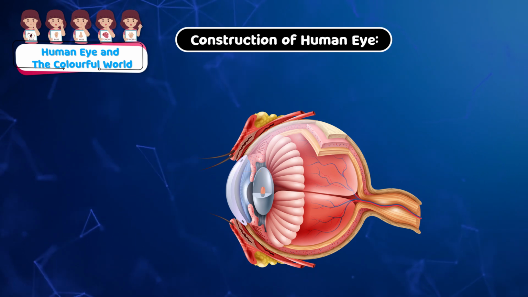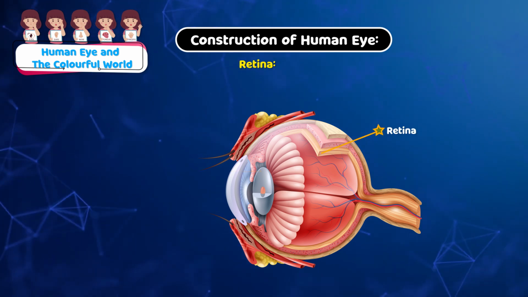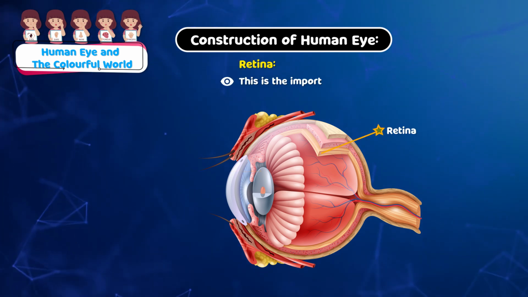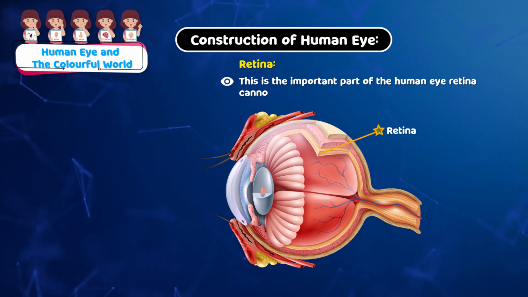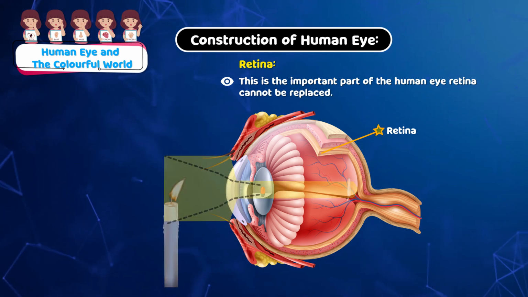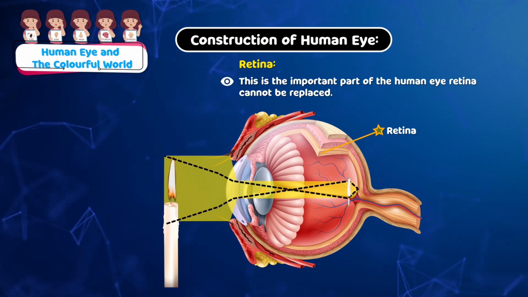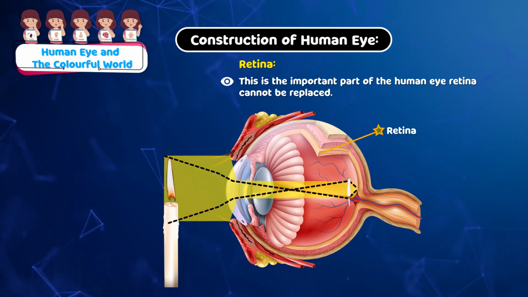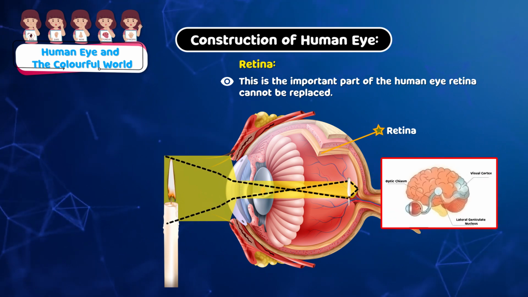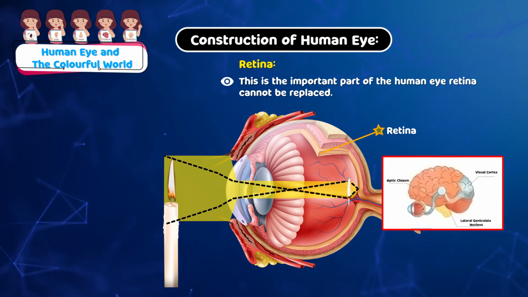Now the next that comes is the retina. This is the crucial part. This is an important part of our human eye. The retina cannot be replaced. Here the focus from the lens falls on the retina, which is inverted of course, and then your brain can interpret it so as to get the real image.